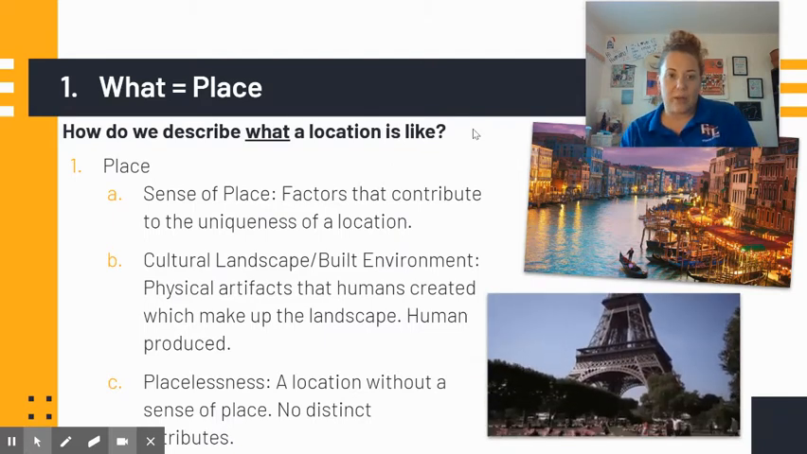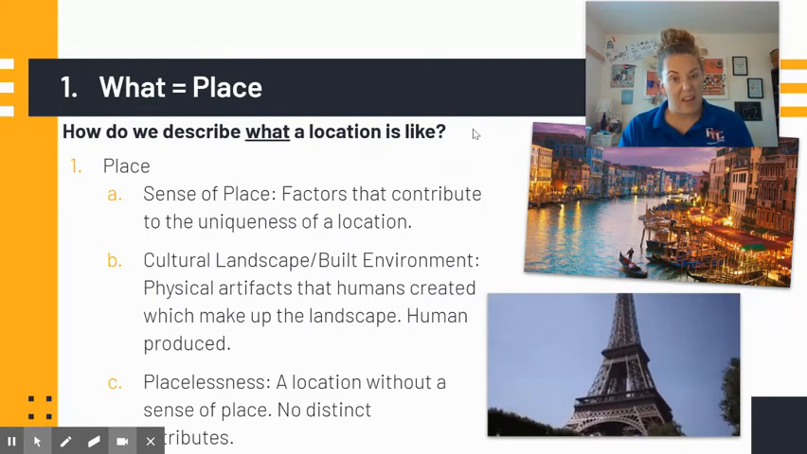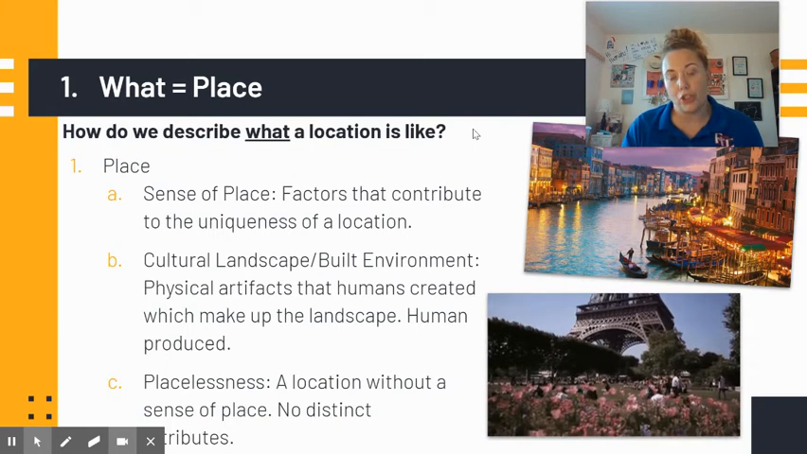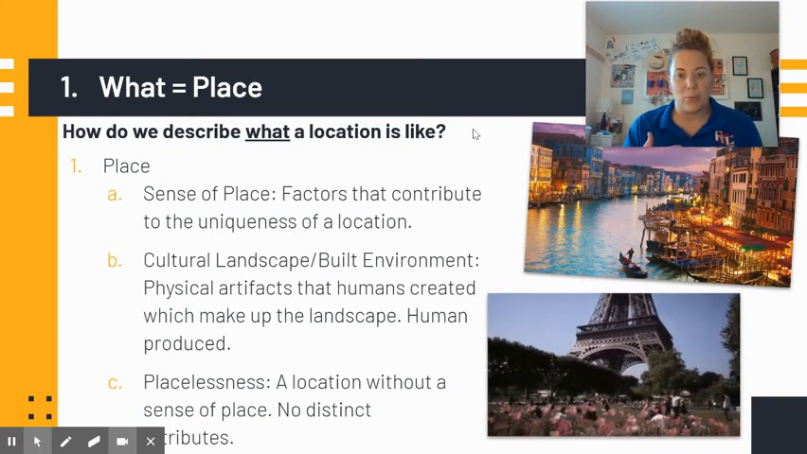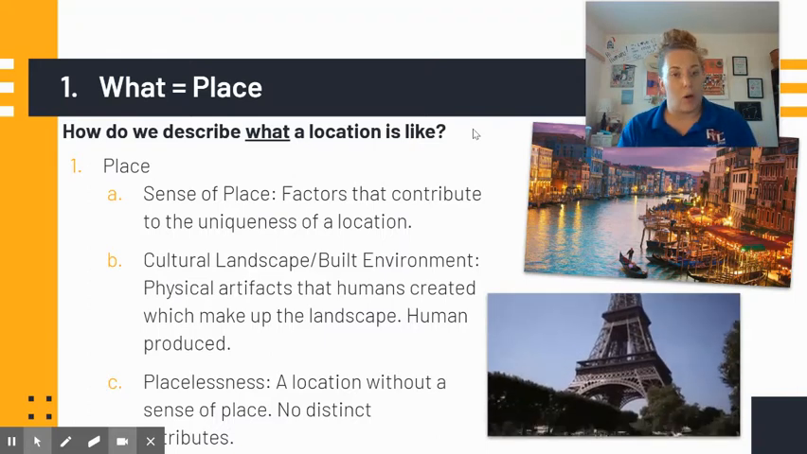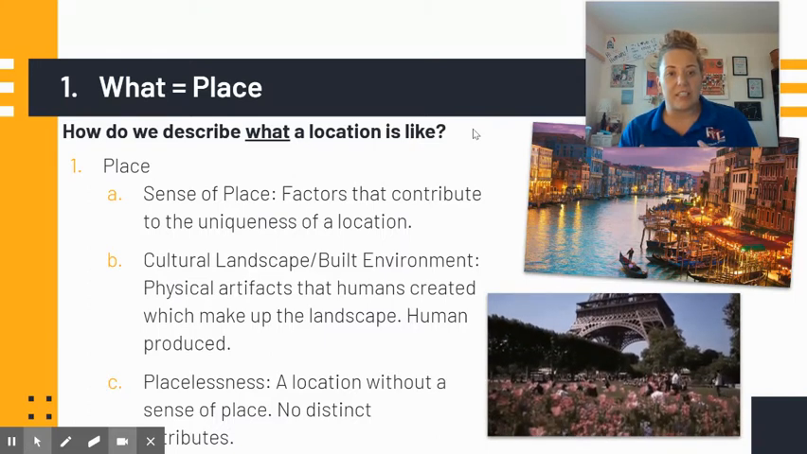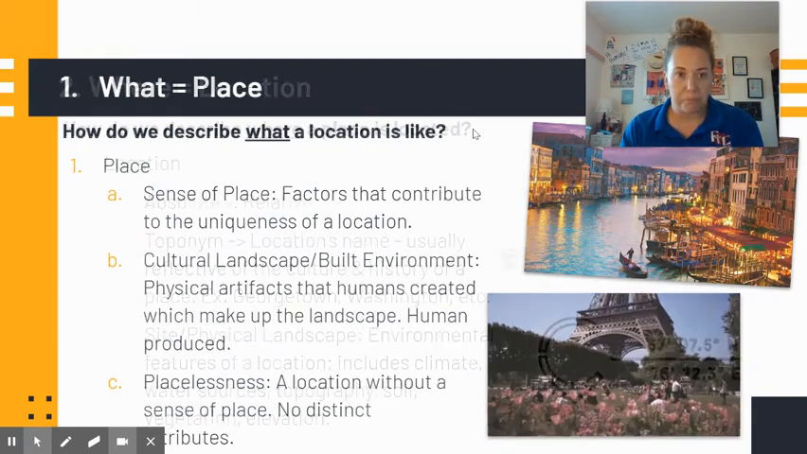On the opposite of this, we have this concept of placelessness, which is kind of a place that just feels meh. It might feel very similar to a lot of other places. Unfortunately, in the United States, we often sense placelessness in a shopping mall or a strip mall, because we often see the same stores over and over again. So there's nothing unique to that place.